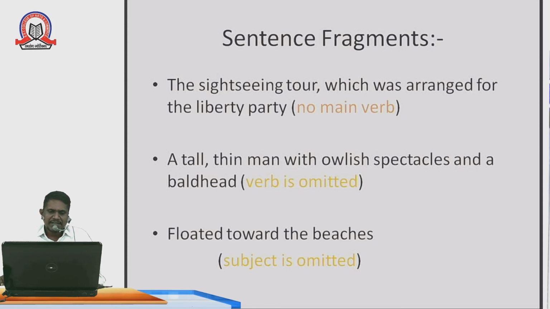How? The thing floated towards the beaches. The thing, thing means the person floated towards the beaches. So before the verb, you have to use some subject here now. So the person is: he floated towards the beach. She floated towards the beach. A thing floated towards the beach. It floated towards the beach. Like this you have to complete the sentence.